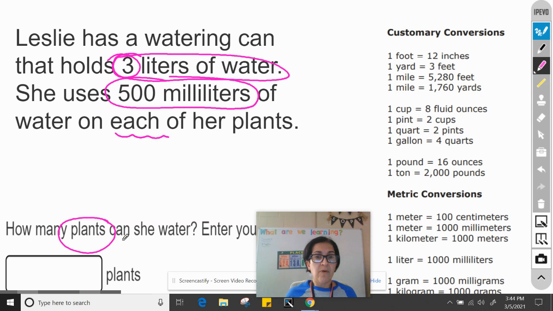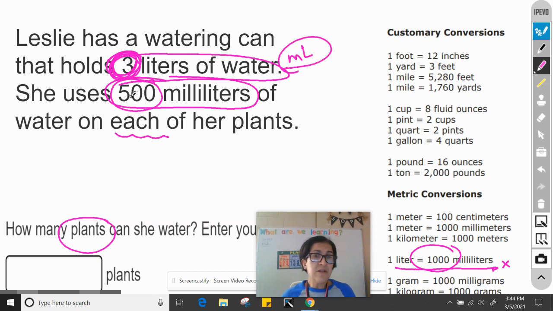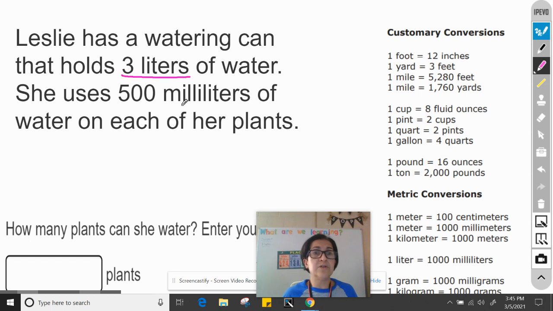But the thing is, I cannot figure it out until I change this. I would suggest changing liters to milliliters, because that is the easiest, since all you have to do is multiply by 1,000. Then it gives you the total of the 3 liters in milliliters. Then you just decide how many of 500 milliliters do I have in there. Okay, so how do we do this? Again, we're going to change the liters to milliliters. So 1 liter is 1,000 milliliters. Well, 3 liters is 3 times 1,000, which equals 3,000 milliliters.